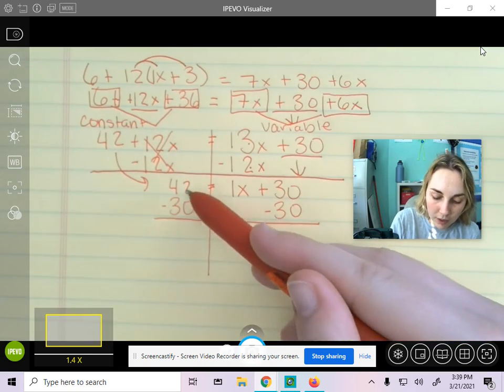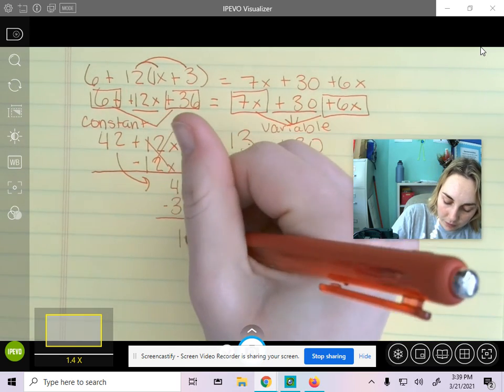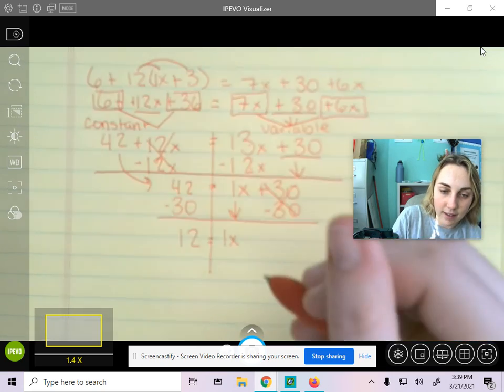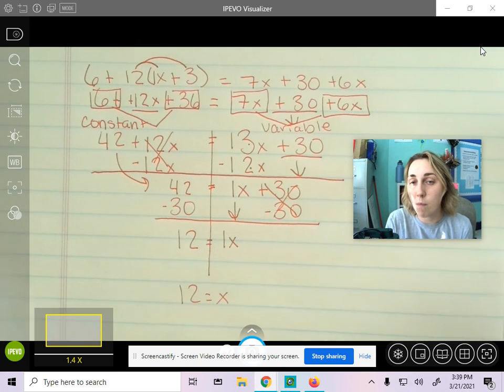Okay, so 42 minus 30, well, that's going to leave me with 12. These canceled out, they're opposites, so I'll bring down this 1x. So simplified, 12 is equal to x. And there you go.